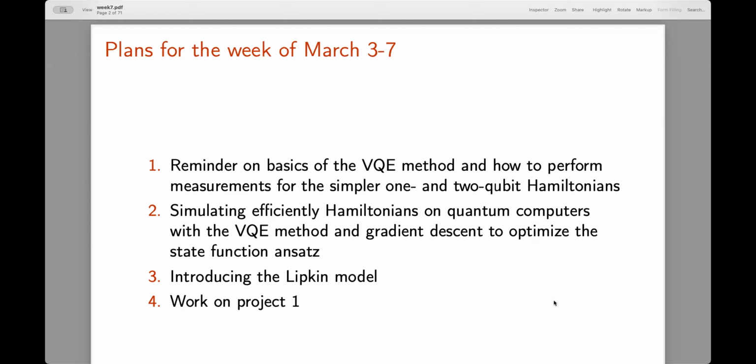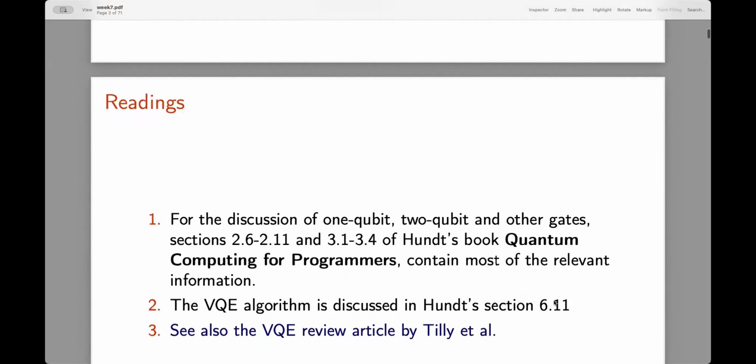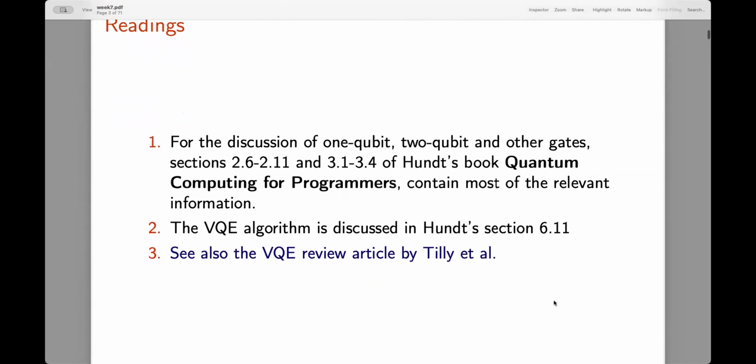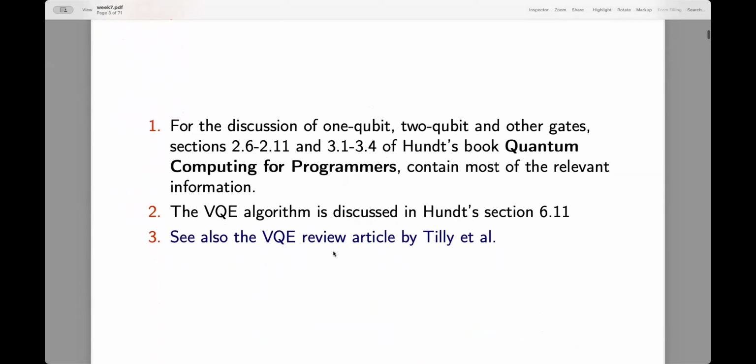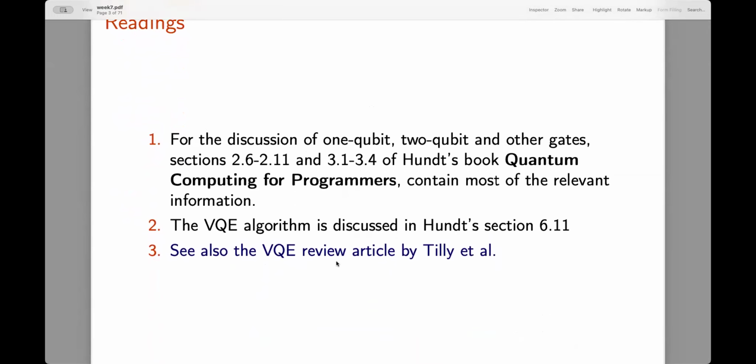So I just wanted to quickly remind you a little bit about the VQE algorithm. VQE is a variational quantum eigensolver. And here are some basic readings. This review article of Tilly, if you look into section 7, contains a good discussion of the classical optimization part. And some of you are probably very familiar with the optimization part, starting with Newton's method.